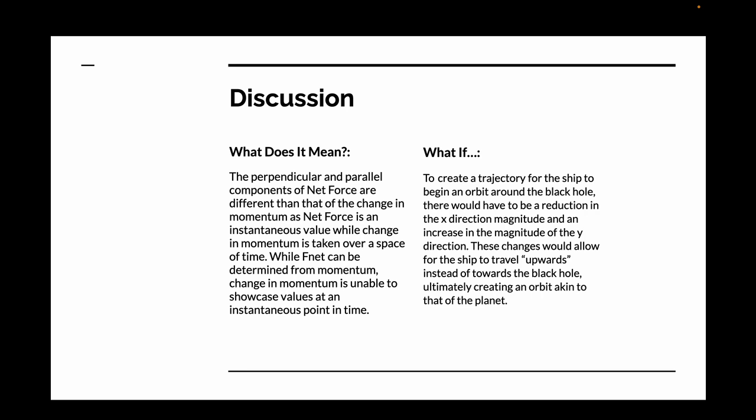What if, to create a trajectory for the ship to begin an orbit around the black hole, there would need to be a reduction in the x direction magnitude of velocity and an increase in the magnitude of the y direction velocity. These changes would allow for the ship to travel in an upwards trajectory instead of towards the black hole, ultimately creating an orbit akin to that of the planet. These velocities would also need to be faster than the velocity of the planet, allowing for the ship to orbit safely around the black hole.